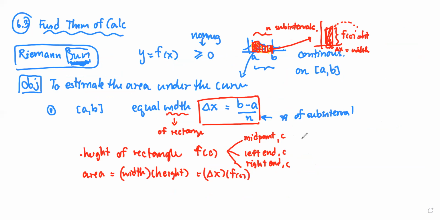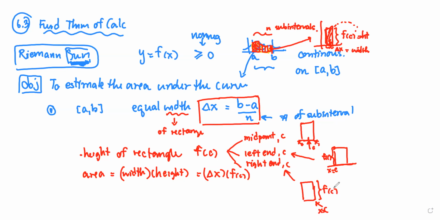For example, for the midpoint, if you look at one bar, the C is right in the middle of the left x and the right x, okay? And for the left end, for one bar, the function value here is at x equals C. So this is the function at C, that's the left end. For the right end, it's a similar way, but you use the height of the function at x equals C on the right end, so f of C.